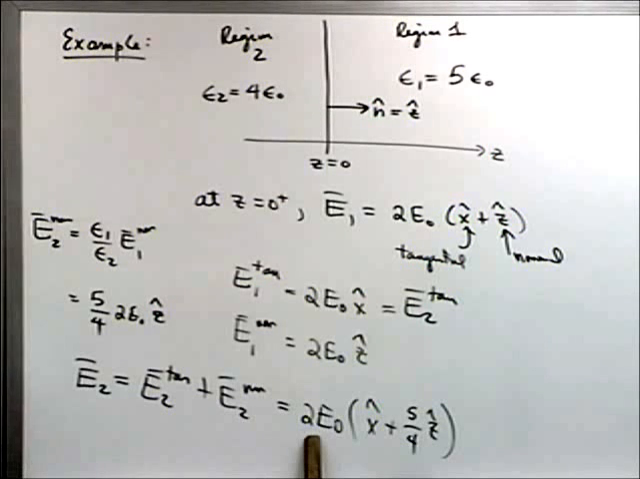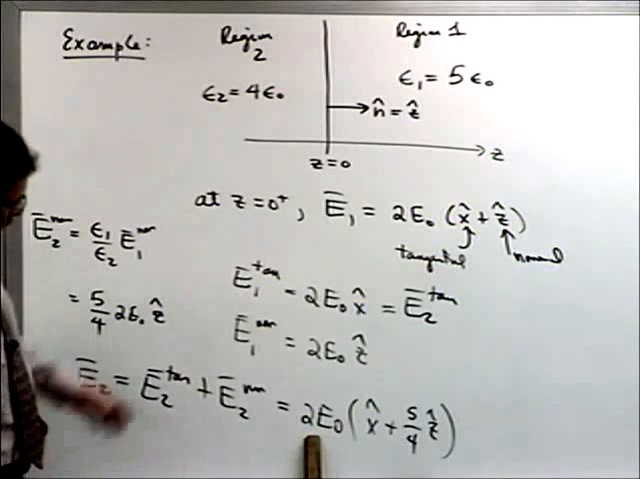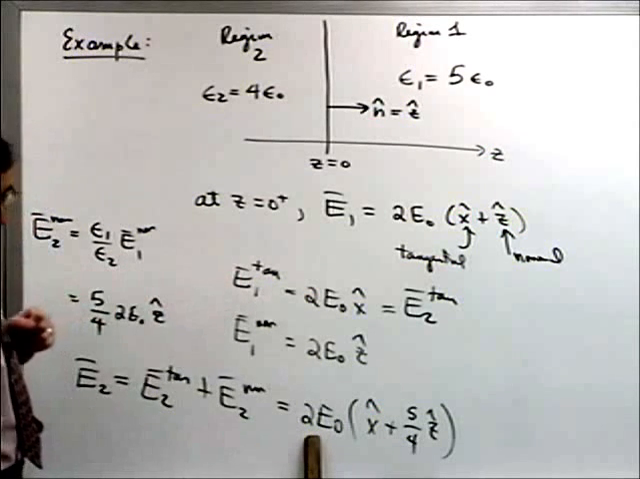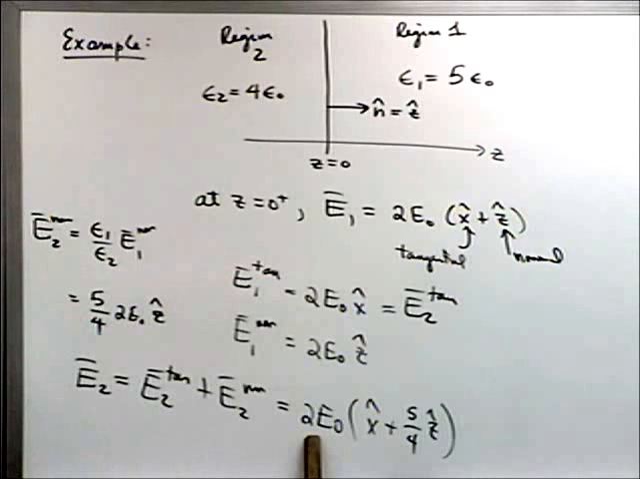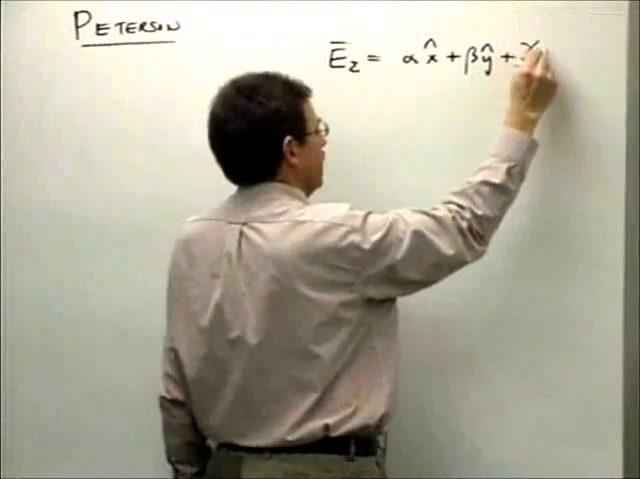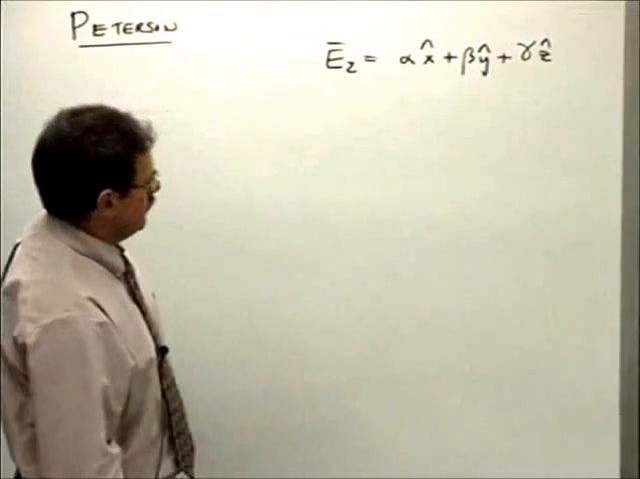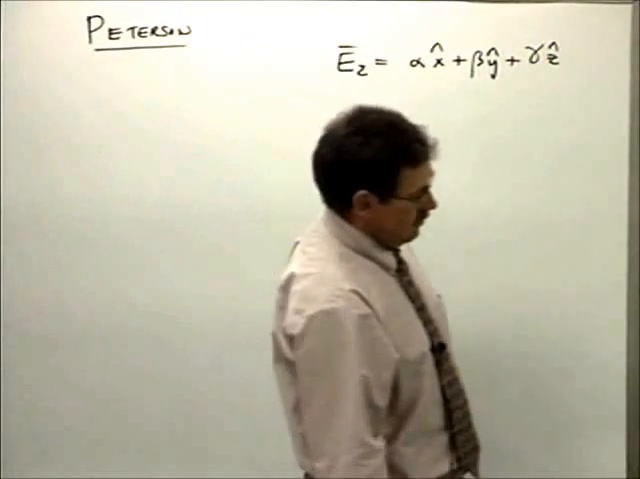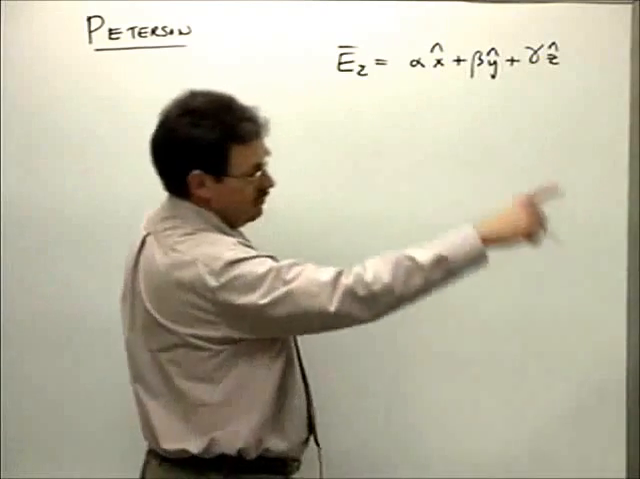Okay, so this is a conceptual way to do this, where you systematically break up the field into its tangential part and its normal part. Another way of doing this would be to just say, all right, let's assume that E2 tan and E2 normal, we can just put them all together and say E2 is given by, say, alpha x hat plus beta y hat plus gamma z hat. Introduce three unknowns into the problem, and then apply the various conditions.